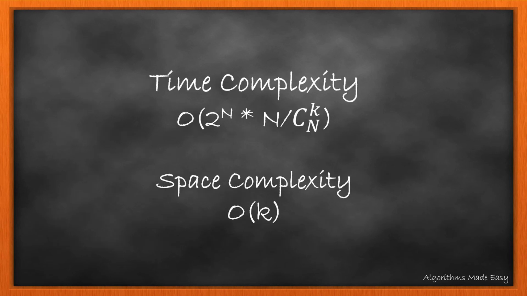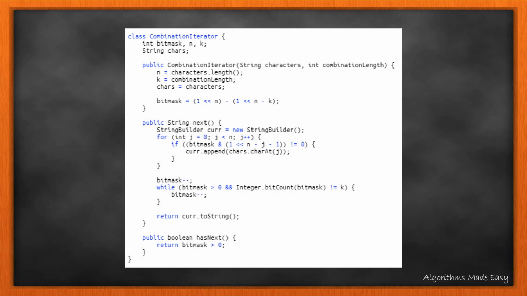The time complexity is 2 to the power n multiplied by n divided by C(n, k). The space complexity improves to O(k). Here is a code snippet for the bitmask approach. Link to all the codes is in the description below.